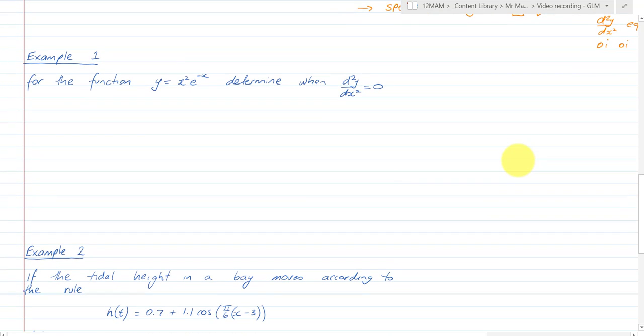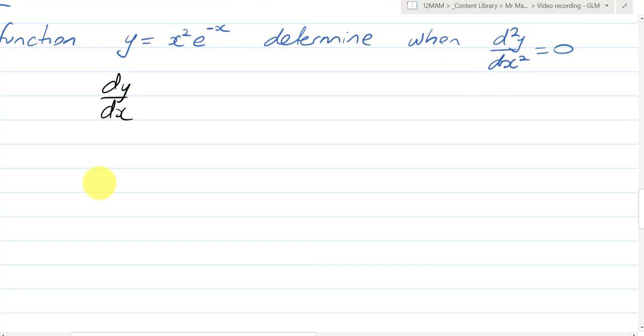For the function y equals x squared e to the negative x, determine when d squared y dx squared equals 0. So the first thing we need to do is derive it. And so when I derive it once, I get dy dx, I'll just zoom in a bit here, is equal to, now this is a u-v type question. I'm going to skip over the really basic differential parts, and hopefully you understand that, but just stop the video and check it out yourself if you need to.